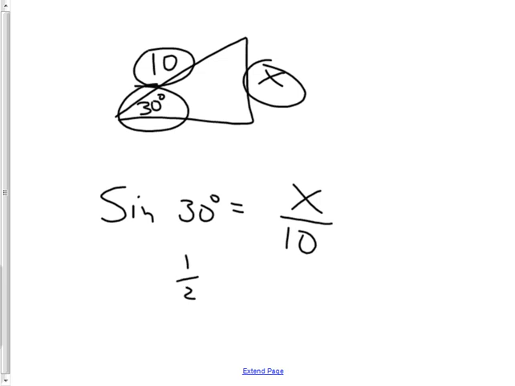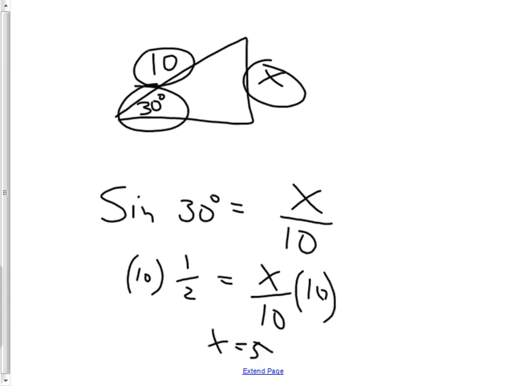It comes out to 1/2 equals x over 10. And now the x is almost alone. I just have to multiply both sides by 10, and I'll have it. 1/2 times 10 is 5. Raise your hand if you had 5. All right, good. Let's try a little bit harder one.